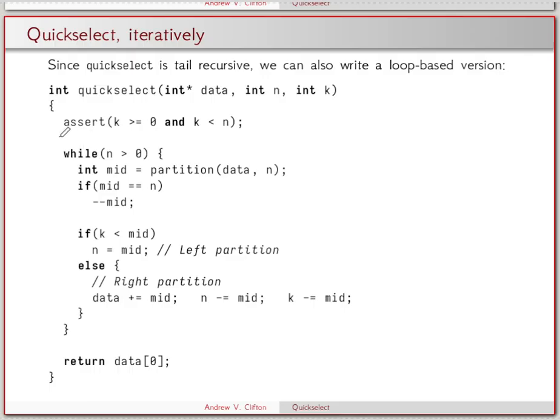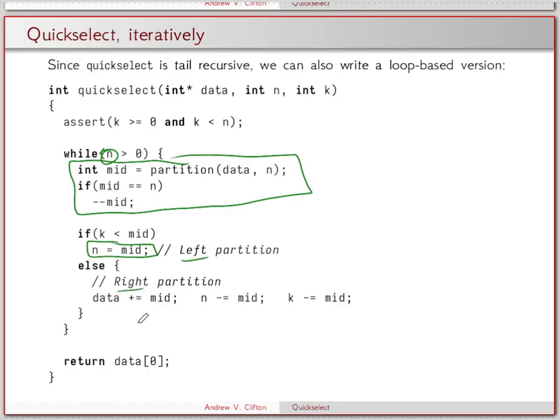Well, in fact, here's a loop-based version right now, right? So here we're just using a while loop based on n, the size of the sequence here. So again, we do our partition, fix empty partitions there, right? If we're less than the midpoint, then all we do is adjust the size to go left. If we want to go right, then we have to adjust the starting point and the size and k, all there. And then when the loop terminates, the one thing that is left is the thing that we are looking for there.